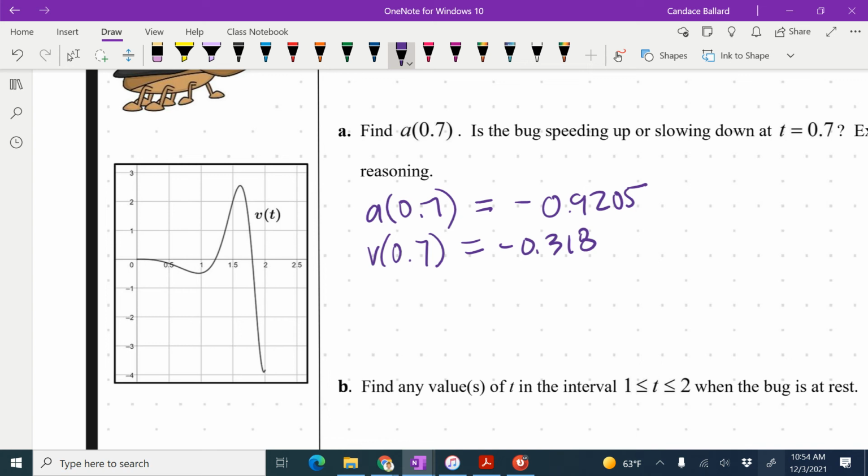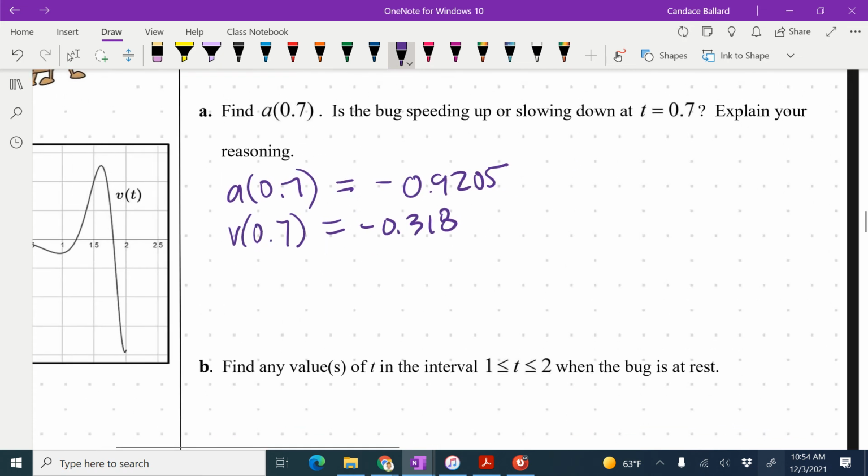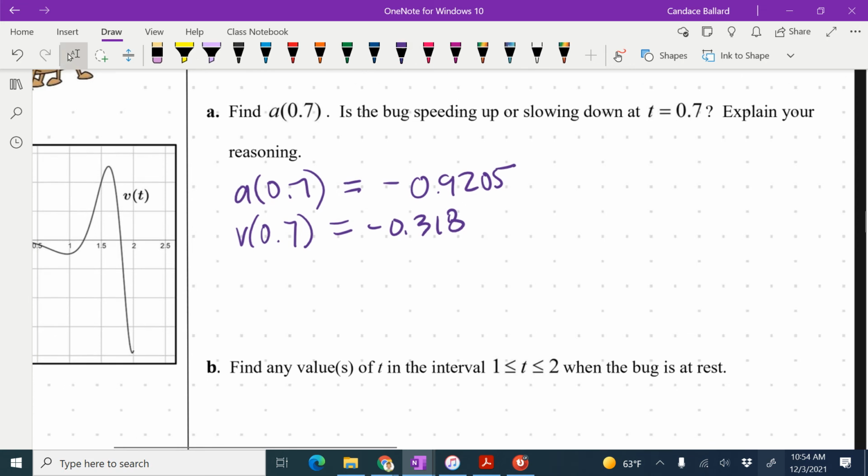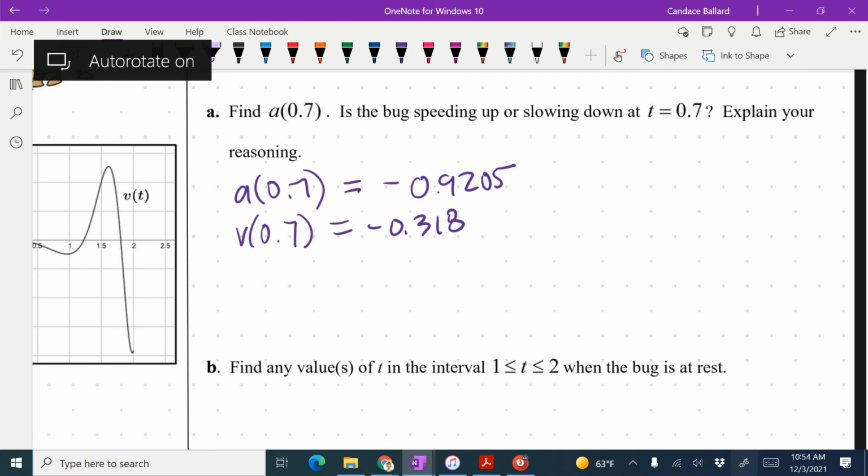Okay, so what do we notice about the signs of velocity and acceleration? They are the same. So what does that mean about the bug's speed? Is he slowing up or speeding up or slowing down? He's speeding up because the signs are the same, and we want to write why, okay? Because notice it says explain your reasoning. It'll say explain your reasoning, justify your answer, okay? One of those things. All right, so there's a couple of ways that we could write it. I'm going to show you both, okay?